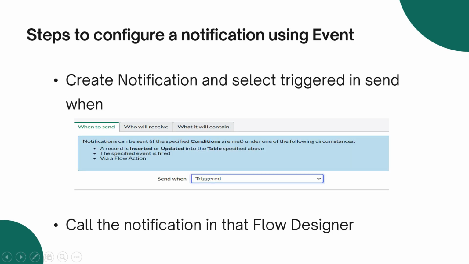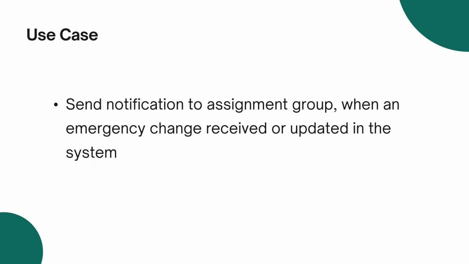So if we talk about the steps, firstly, we need to create a notification and select triggered in the send when. Then we need to call that notification in the flow designer we created. At the end of this video, we will also see a use case where we will send a notification to the assignment group when an emergency change is received or updated in the system.